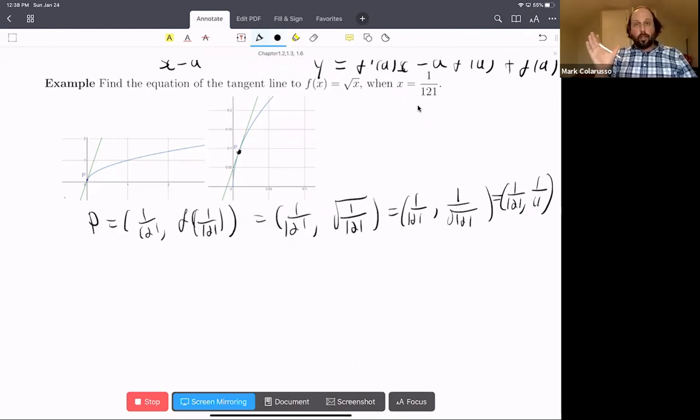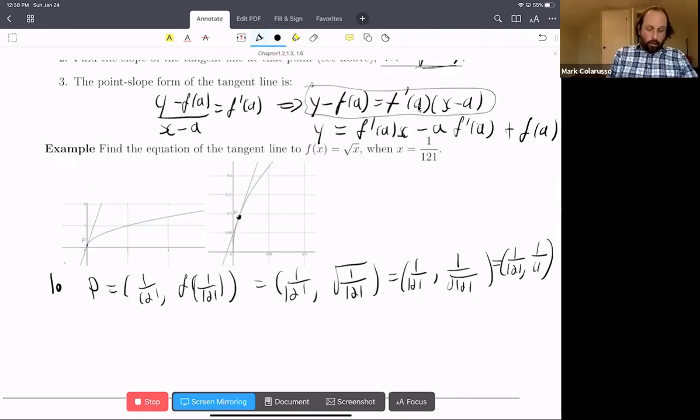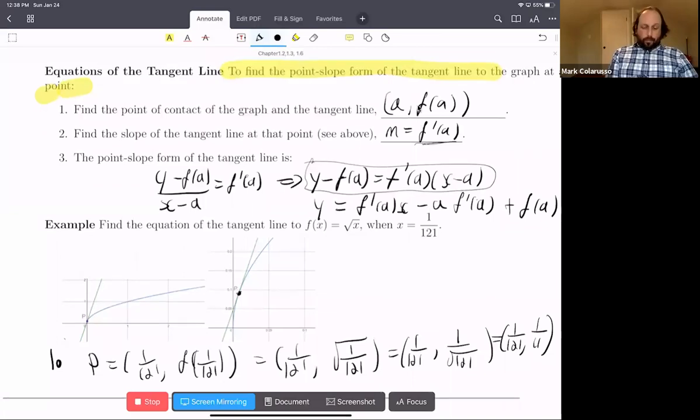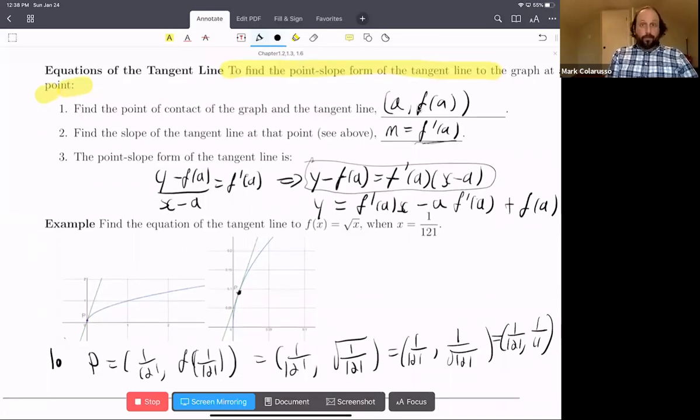That's the point where the tangent line is touching the graph and where the slopes are matching. So that's step one done, right? In this little 3-point program.